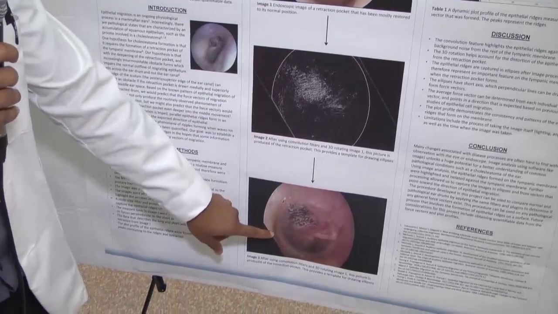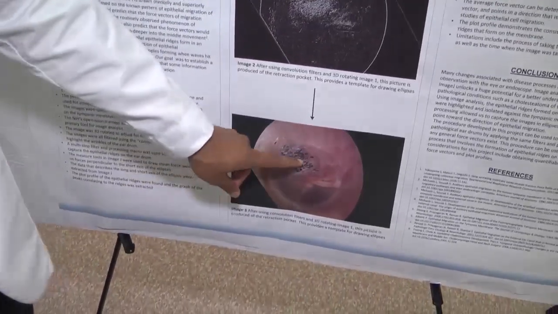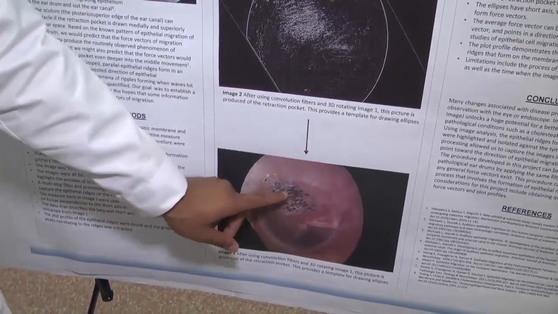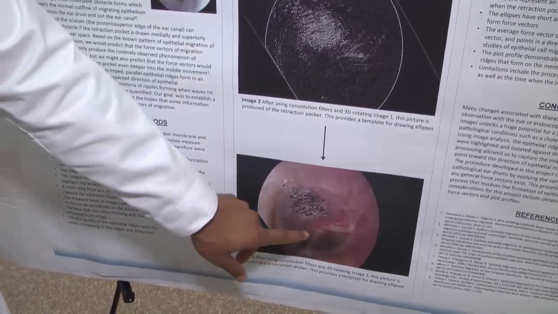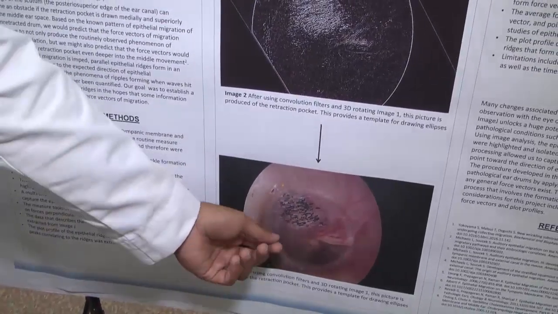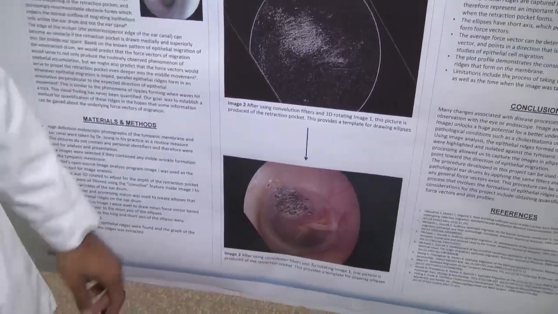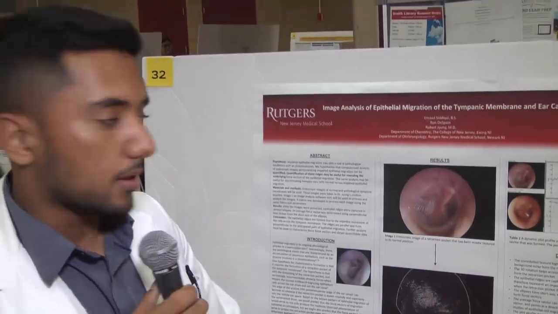On top of this, we used the analyze features on the image software tool to highlight each of the ridges. So these ellipses that form capture these ridges and then form a force vector. And this force vector not only shows the direction of the movement of the cells, but it also tells you the force of migration. And this is the data that we can extract from this program to really describe the migration.